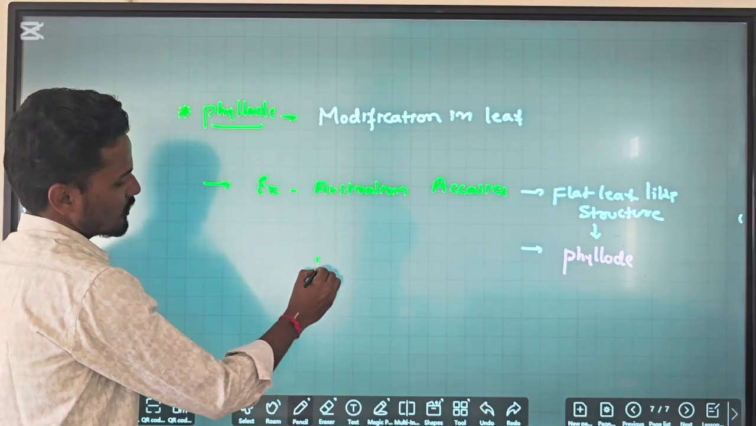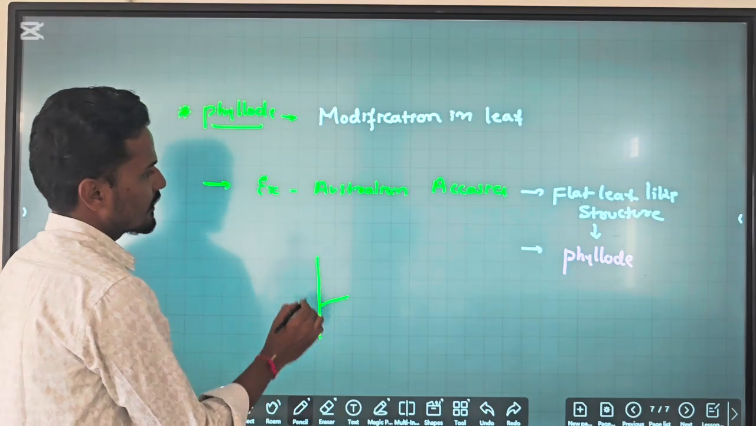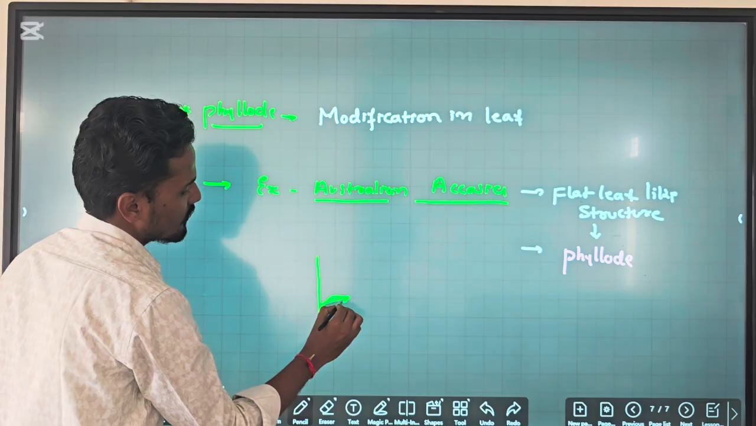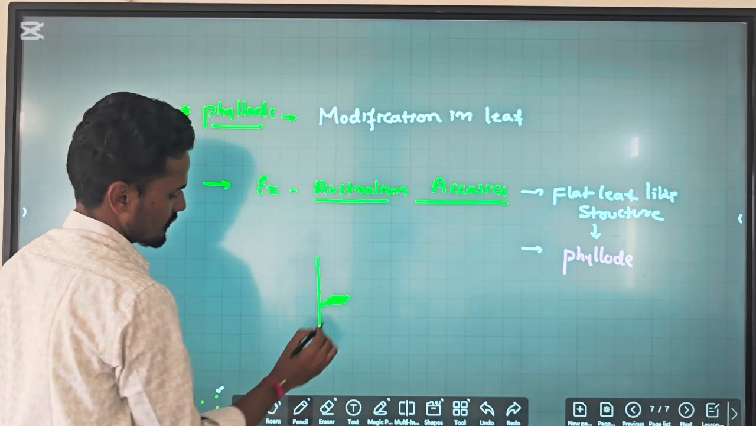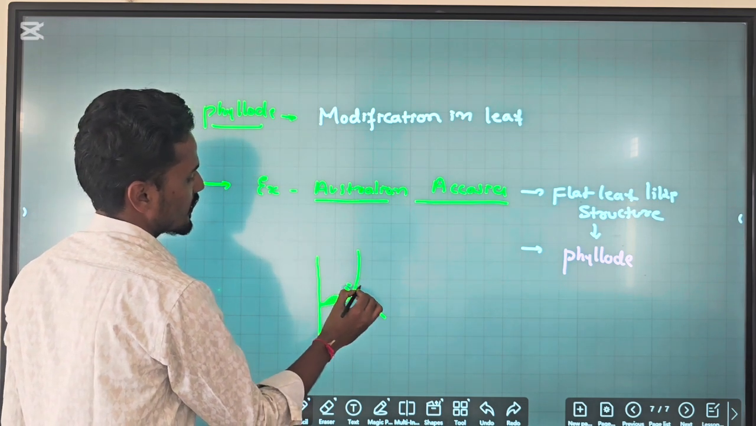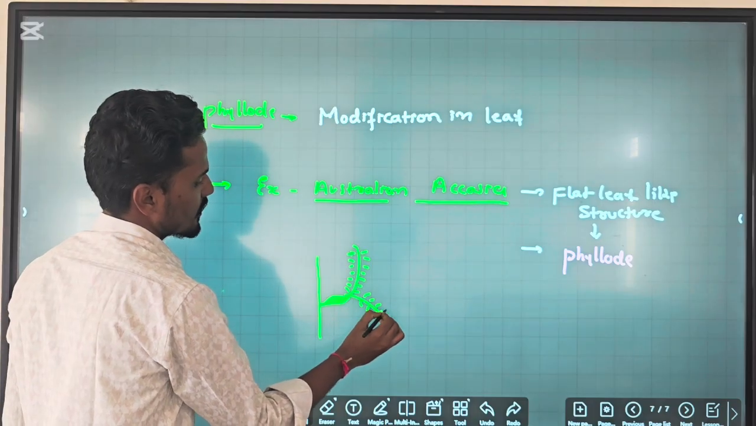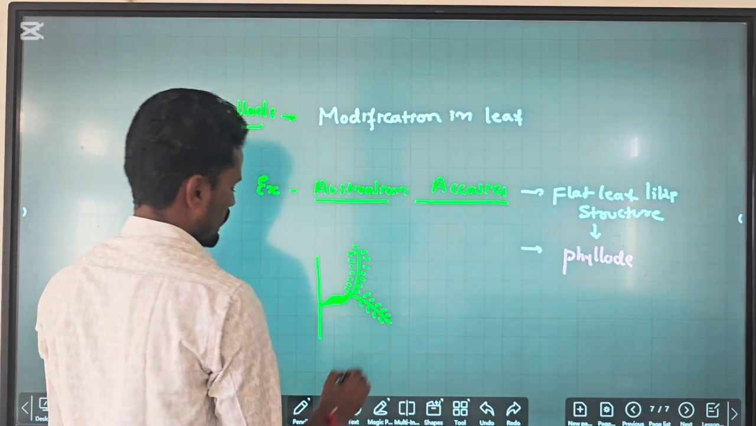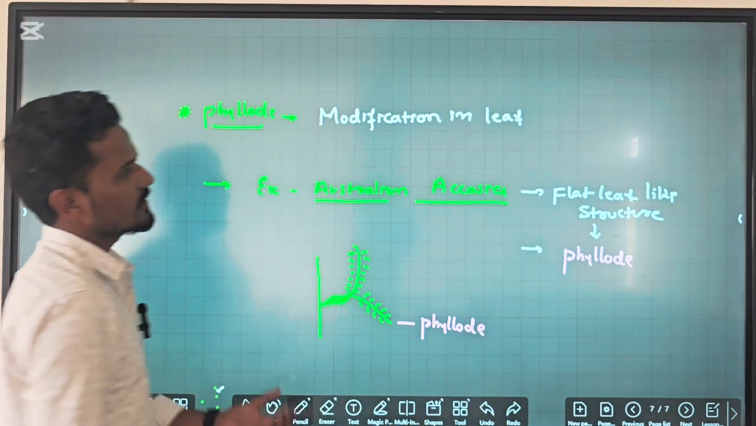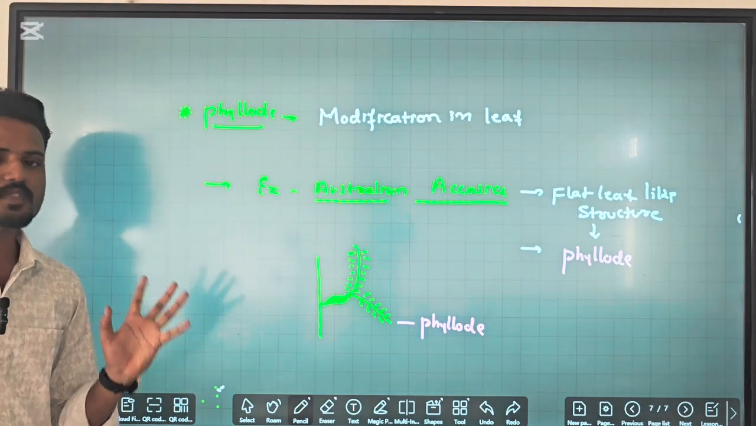As we know, this is a stem. From this stem only the petiole is going to arise. Here in Australian acacia, the petiole is going to convert itself into a leaf-like structure. This is like this. On this we are going to see the compound leaves. This type of arrangement in Australian acacia is called a phyllodes. This is all about the second important portion of a leaf, that is the petiole.